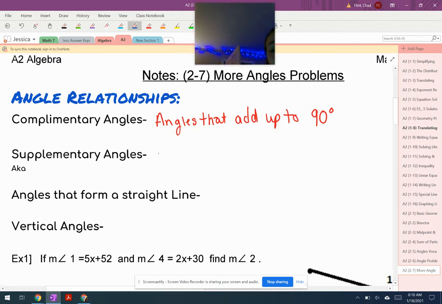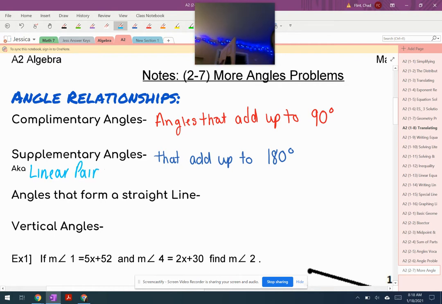Supplementary angles are angles that add up to 180 degrees. These are also called, AKA, linear pair. And they're called a linear pair because they are angles that form a straight line. Also add up to 180 degrees. They are supplementary.